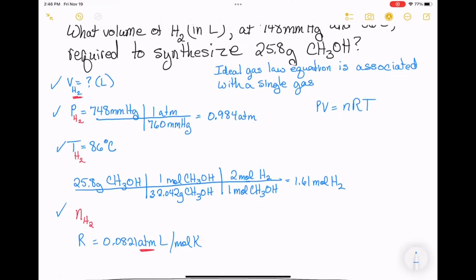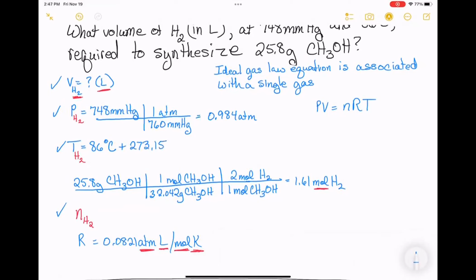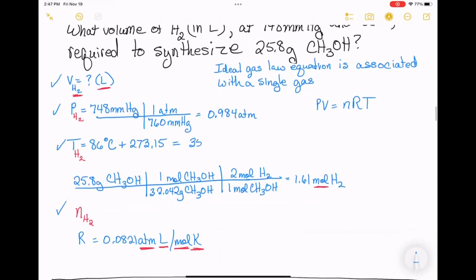Again, I will be giving you the conversion units. The second thing, our volume needs to be in liters. Well, that's not an issue. That's what we've been asked to solve for. The third thing is our amount needs to be in moles. Well, we have moles now. And the last thing is our temperature needs to be in Kelvin. And currently our temperature is not in Kelvin. So we need to add 273.15 to that temperature to get it into Kelvin. So it's going to be 359.15 Kelvin.